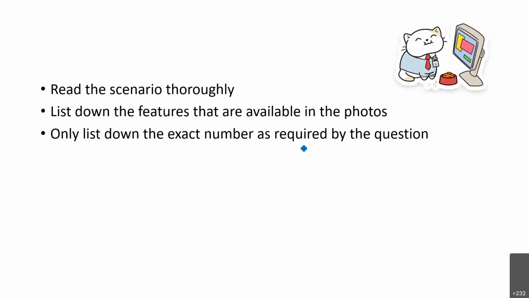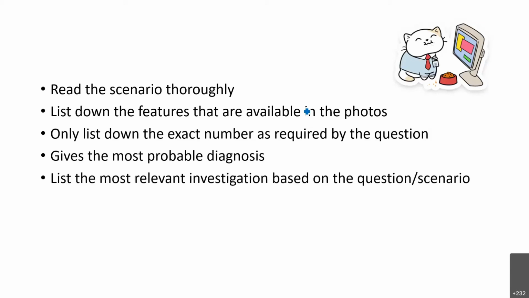All right. Next, for the diagnosis part, you need to give the most probable diagnosis. Don't give a differential diagnosis, as I mentioned previously. Just give a very probable, related diagnosis to the case given. List the most relevant investigation based on the question or scenario. Again, just remember the most relevant. Do not give a general kind of investigation that is not related or cannot point toward the diagnosis or the scenario given.